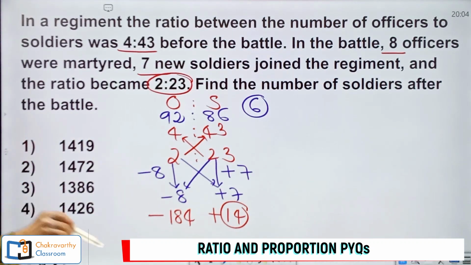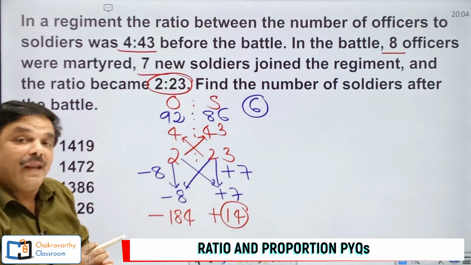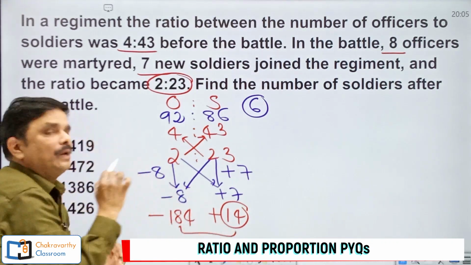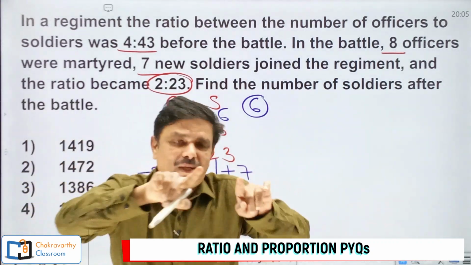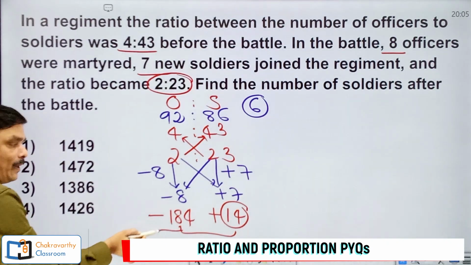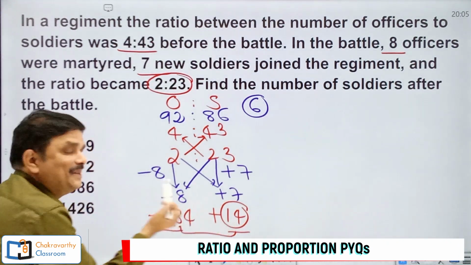In the previous case both were minus, so I took the direct difference between the two. In fact, you need to take the gap between these two. Difference, in the sense, means you need to take the gap between them. What's the gap between minus 184 and plus 14? Simply, you need to add up these two.